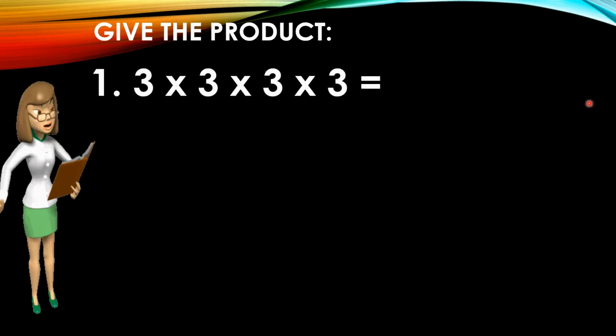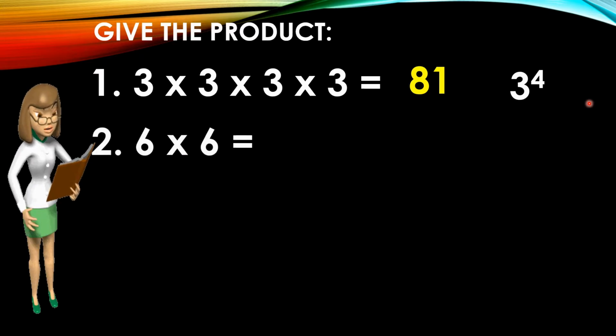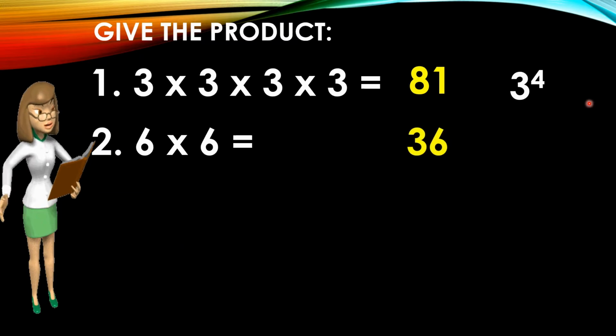Okay, let us give the product of these examples. Number 1, 3 times 3 times 3 times 3 is equal to 81, and we can write that as 3 to the 4th power. Number 2, 6 times 6 is equal to 36, and we can write that as 6 squared.